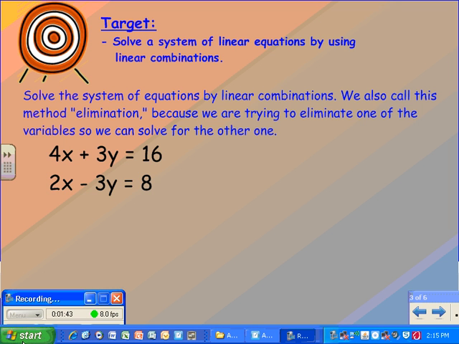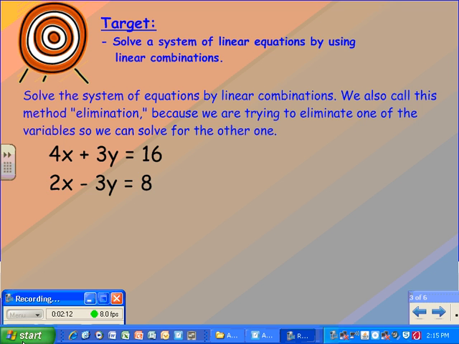So, solving the system of equations by linear combinations, and I had already mentioned that we call this method elimination because we're trying to eliminate one of the variables so that we can solve for the other one. So we're looking at this system, 4x plus 3y equals 16 and 2x minus 3y equals 8. And I'm trying to decide, first of all, do I want to get rid of my x's right away, both of my x terms, or do I want to get rid of both of my y terms?